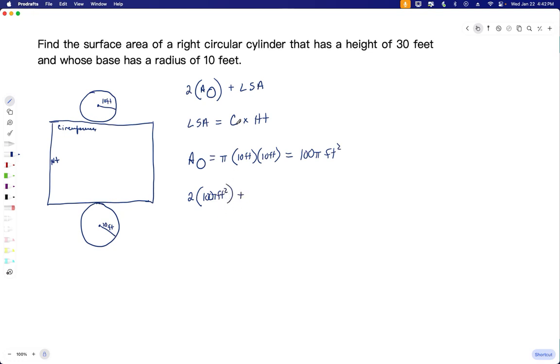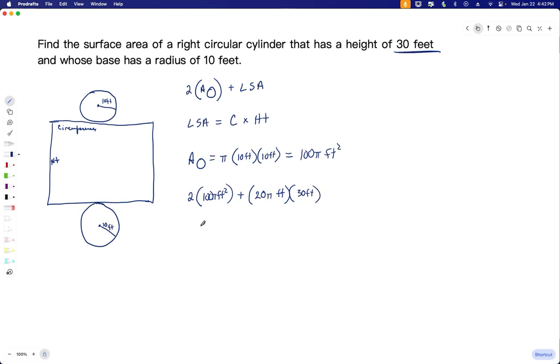plus the circumference. So what is our circumference? Our circumference is diameter pi, right? So our diameter is going to be 2 times a radius. So 2 times 10 is 20. So our circumference is going to be diameter pi. So it's going to be 20 times pi feet times the height, which we're told is 30 feet. That is our entire equation.